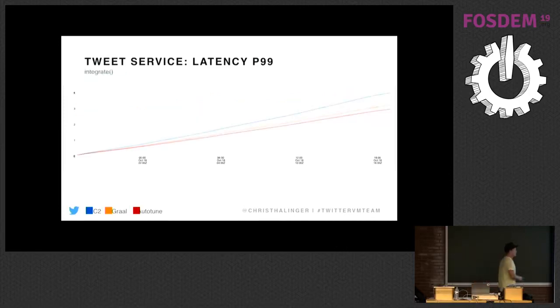So what I did was integrate over the GC times of 24 hours, and that's the graph of that. And as you can see, we can reduce P99 latencies by 19% by just using Graal, and then another 8% by using the auto-tune parameters. So 28% means you get your tweet 28% faster. And you should tweet that.